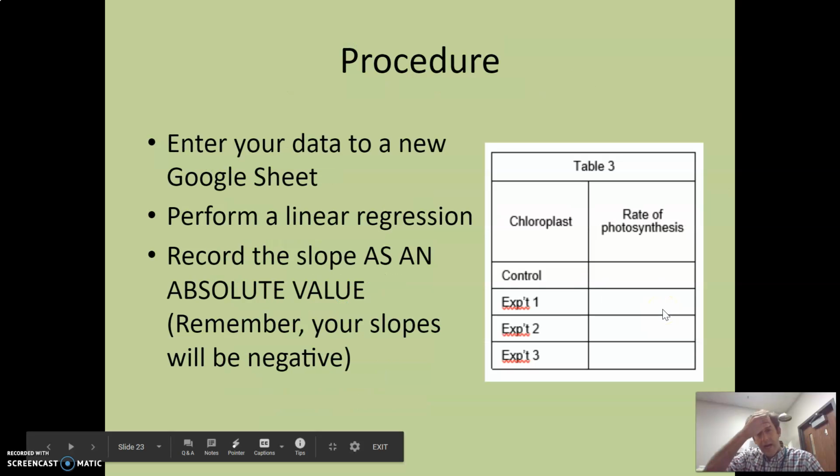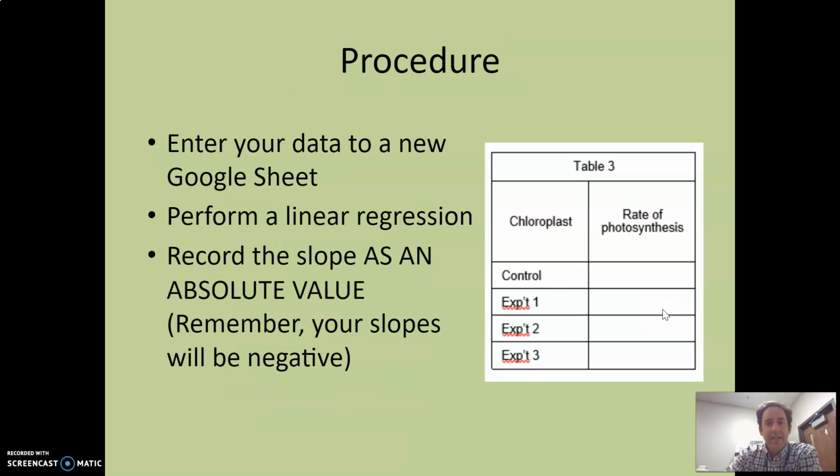All right. You are then going to enter your data into a Google Sheet, and you're going to perform what is called a linear regression, which is basically a slope. And so you're going to figure out the slope of your lines, and then you're going to record those slopes as a rate of photosynthesis.